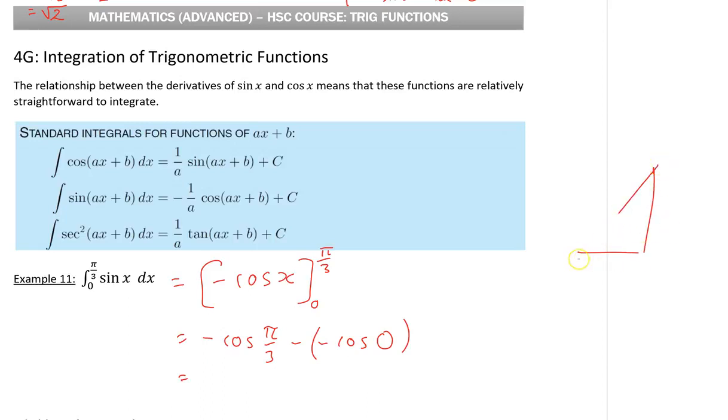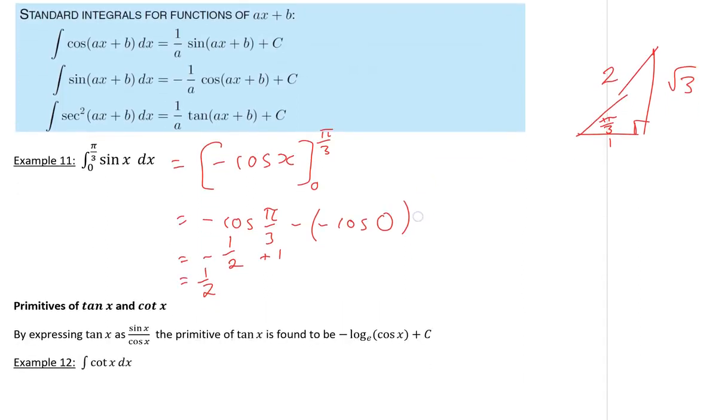Now, if you need a reminder for cos pi on 3, it's 1, 2, root 3. Silly me, that's a 2 there, of course. The cos of pi over 3 is a half, so it's negative 1 over 2. And the cos of 0 equals 1, so it's minus the negative 1, it's plus 1, equals 1 half. Be careful of the positives and negatives in that. There's the first example for integrating trig functions.